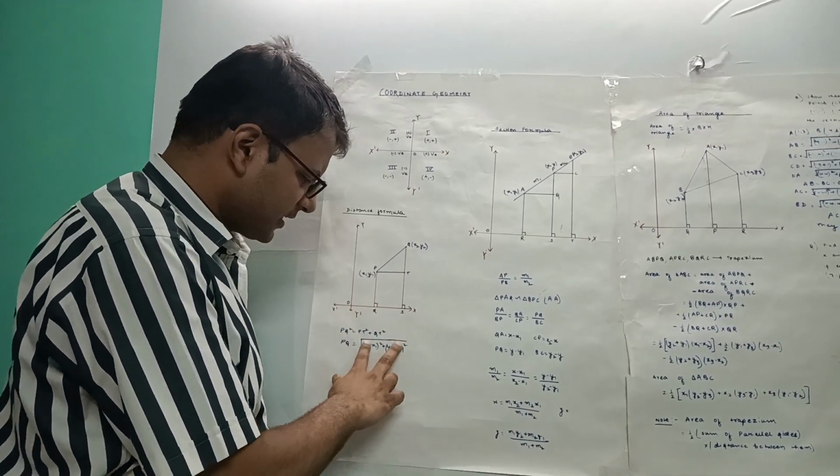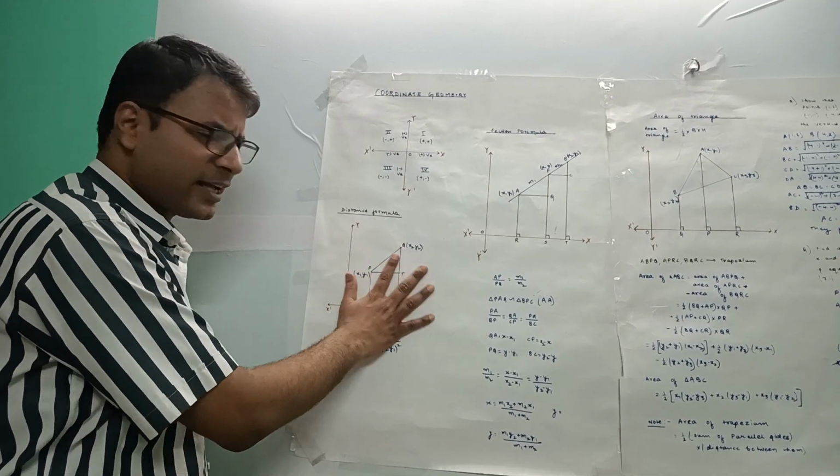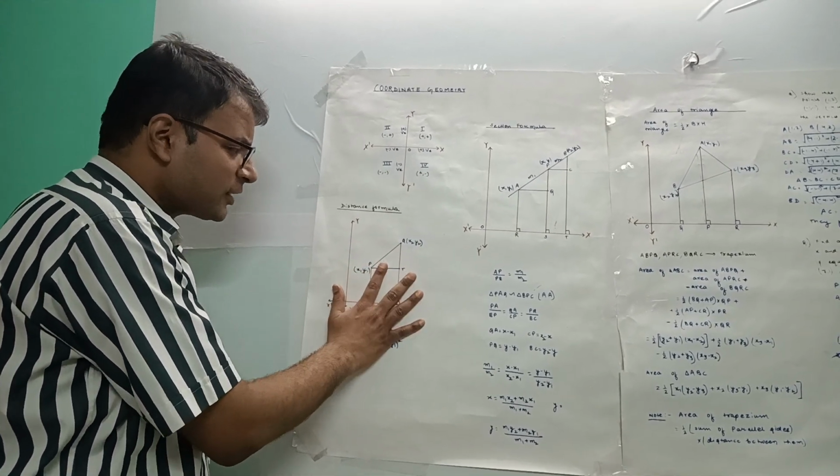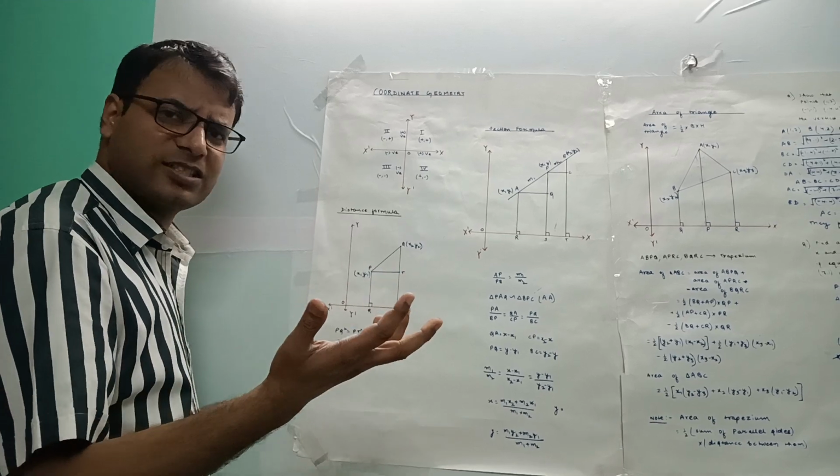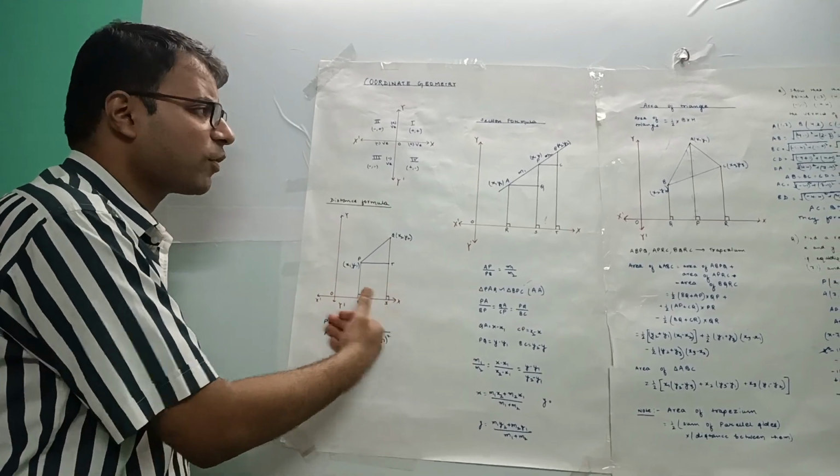Okay, this minus this, that is the thing. This proof they can ask, so learn this formula. And see, this distance formula is utilized. All the distances are being found using this distance formula.